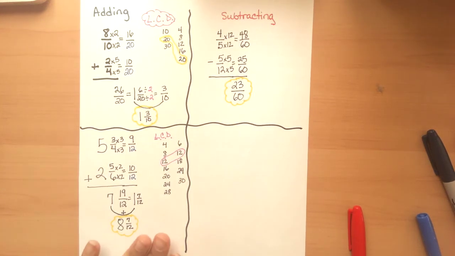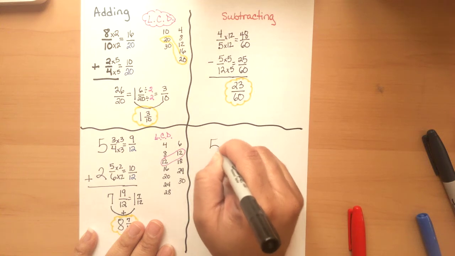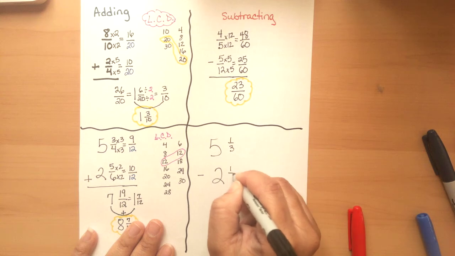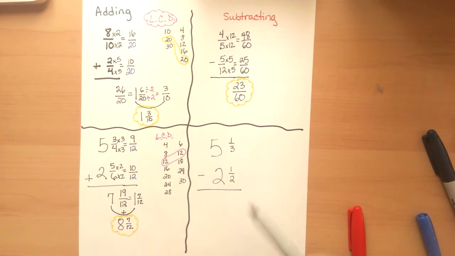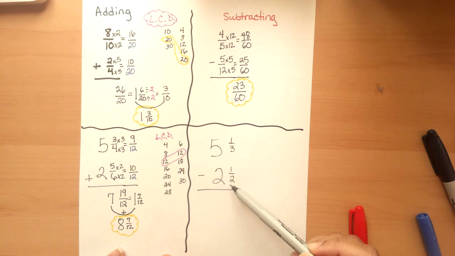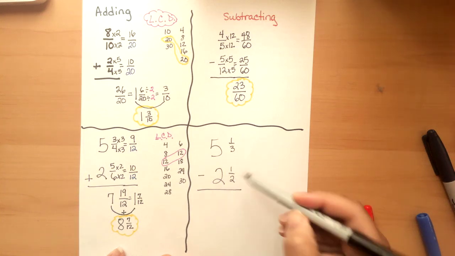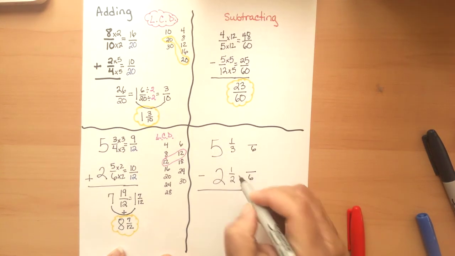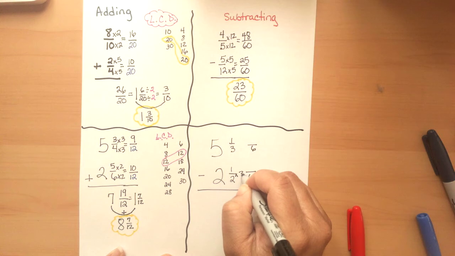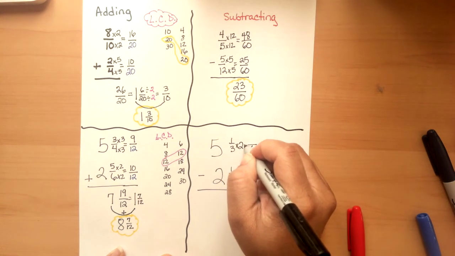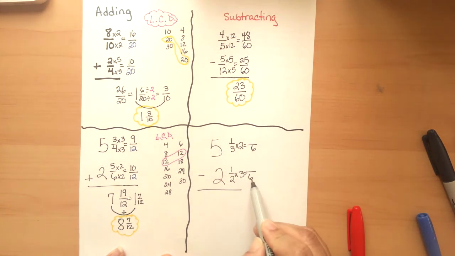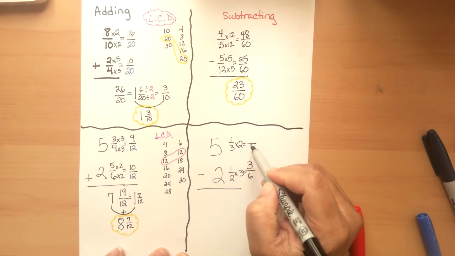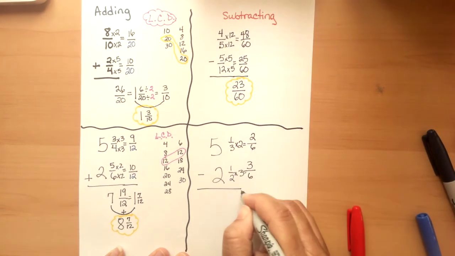Last problem that we have. 5 and 1/3 minus 2 and 1/2. They don't have anything in common. They are not factors of each other, so I can just simply multiply them together to get 6, because 3 times 2 is 6. The magic number here was 3. The magic number here was 2. 3 times 2 is 6. 1 times 3 is 3. 3 times 2 is 6, and 1 times 2 is 2.